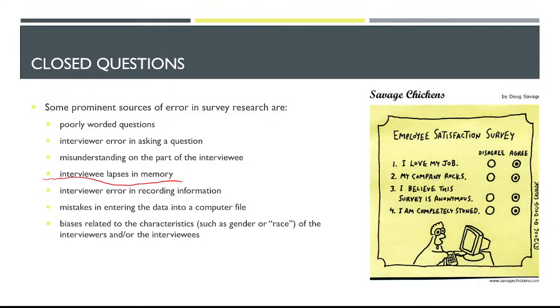Memory is really fungible, right? It's really changeable in human beings. We rewrite our memories all the time to fit who we are, how we feel, all these sorts of things. So trusting memory is a real problem. You may not be getting accurate information. What you might actually be getting is how that person feels about something that happened in the past.